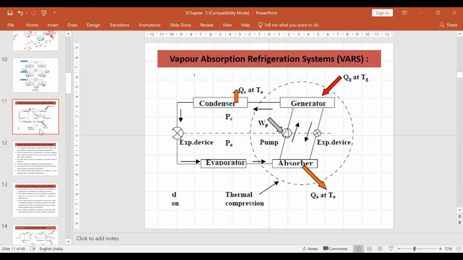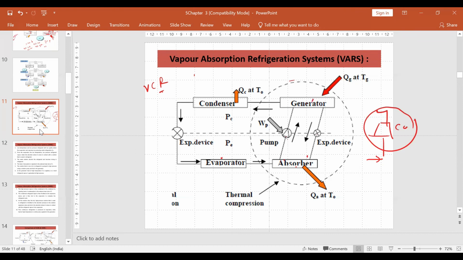So what is the difference from VCR? What key differences do you see? This part is replaced. In VCR, instead of this one, we are using a compressor. But now we replace the compressor by this one: number one, absorber, expansion device, generator, and pump. So these are used. There is also a condenser, expansion valve, evaporator.